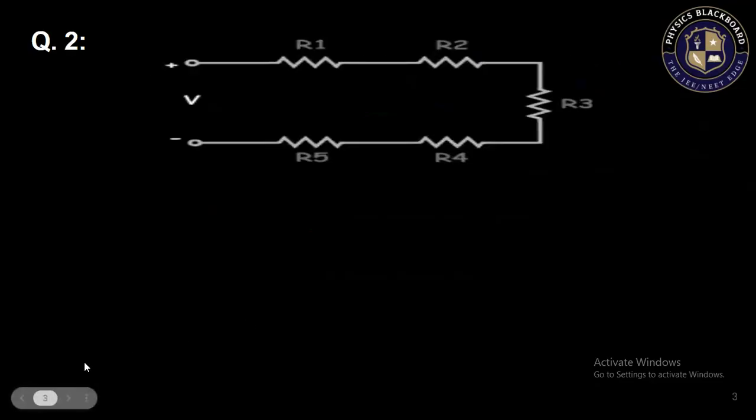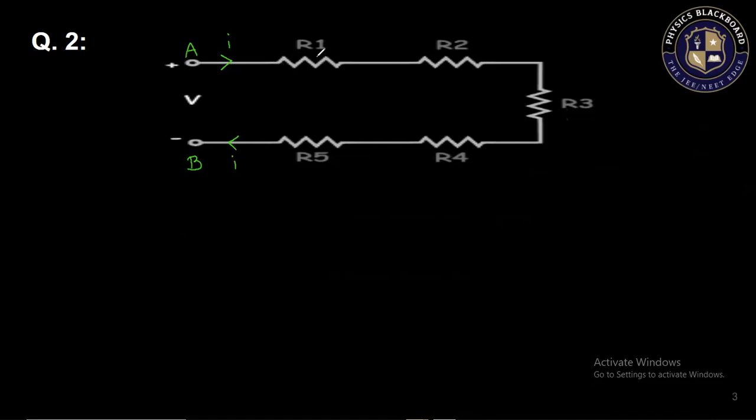Now we see question 2. Here, let's say this is the high potential, and this is a negative terminal which shows a low potential. Let's say this is point A and this is point B. Now you can understand that the current is flowing from point A to point B.